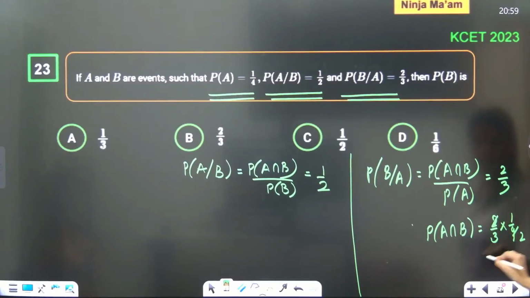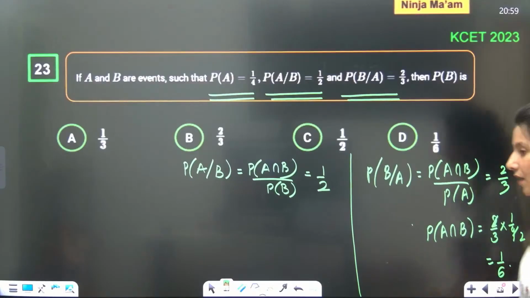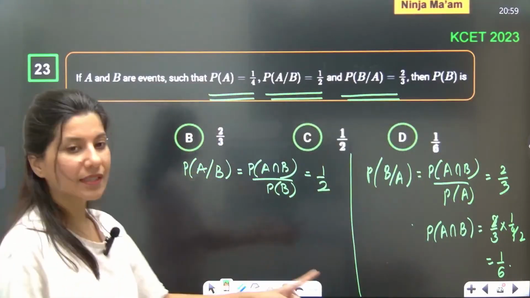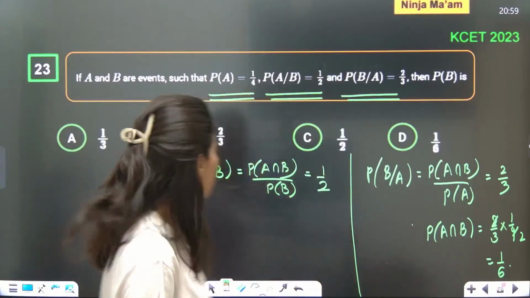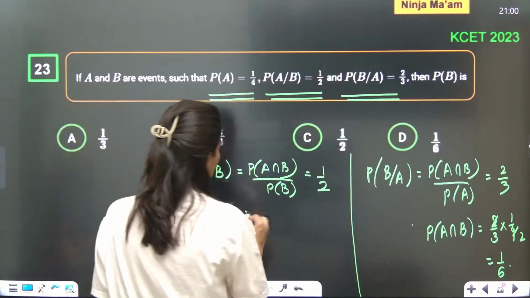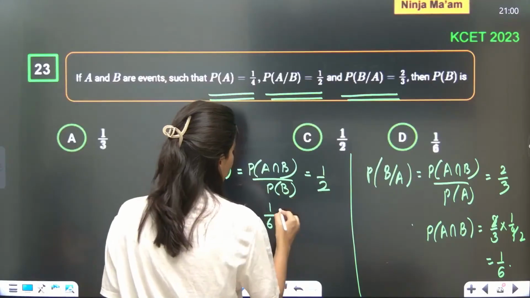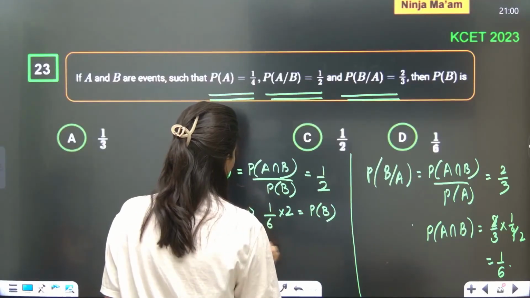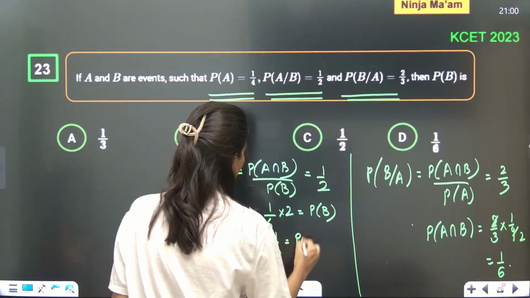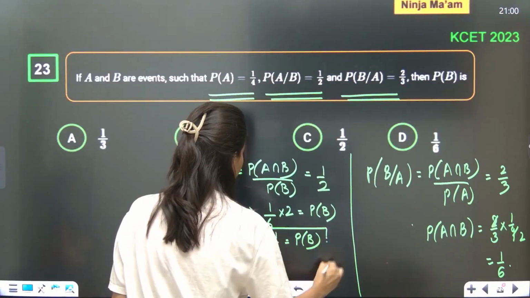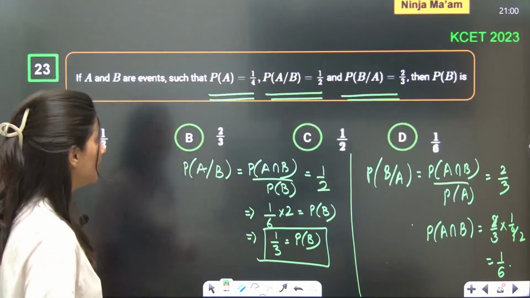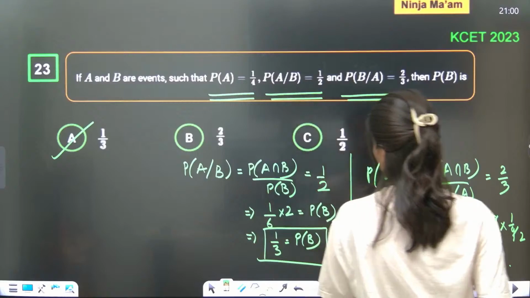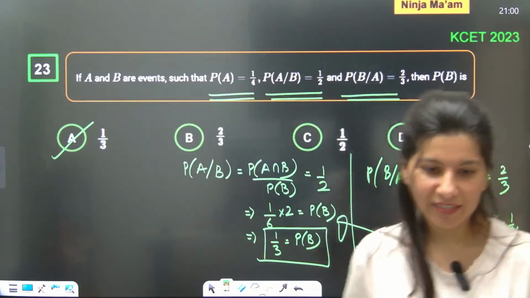2 ones are 2, 2 twos are 4. So this is 1 by 6. Probability of A intersection B is nothing but 1 by 6. So 1 by 6 upon probability of B is equal to half. So 1 by 3 will be probability of B. Probability of B will be 1 by 3, which is matching with option A. So you need to put the value over here. Okay, yes.